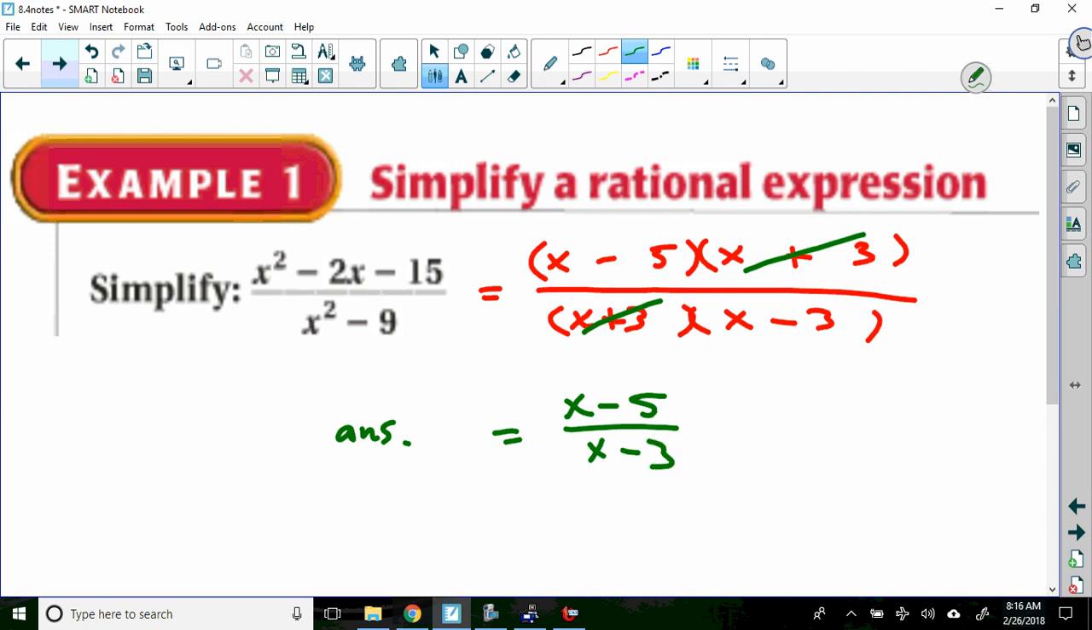Now, can we cancel the x's? No. Remember, because it's an x minus 5, we can't cancel the x's like that. Okay, don't think you can, because you can't. So that's it.